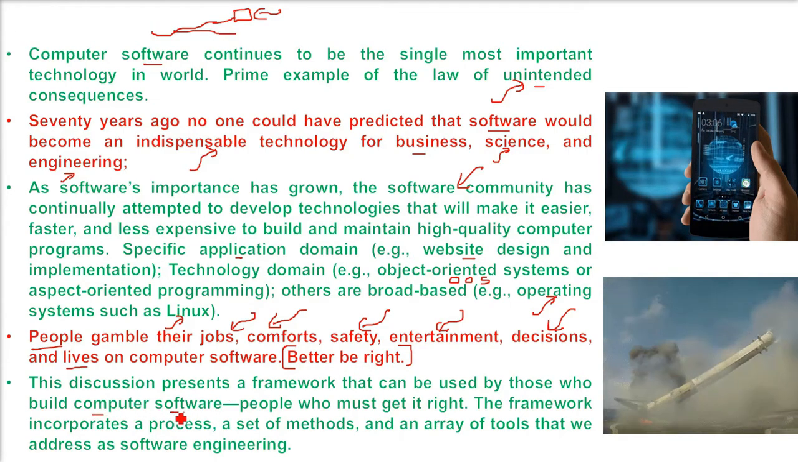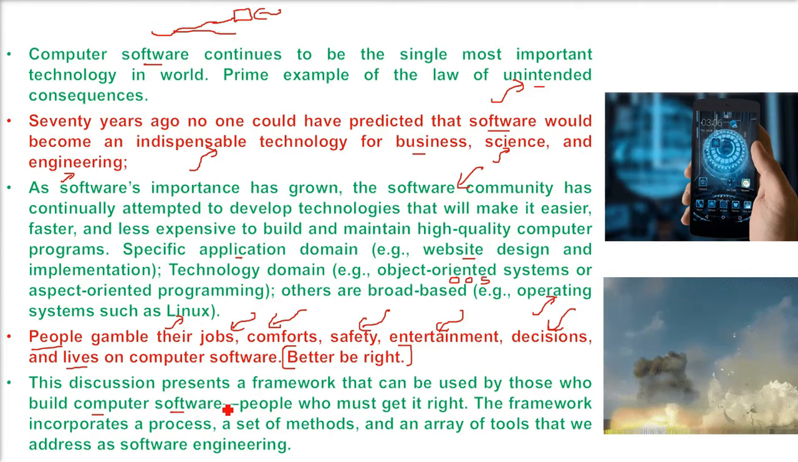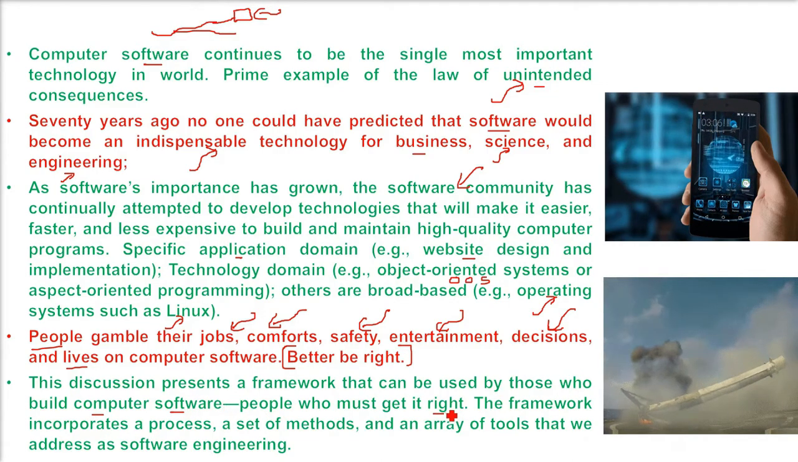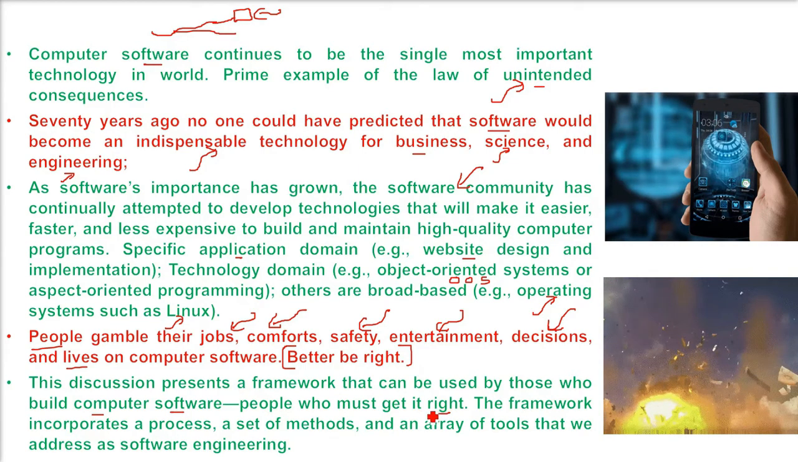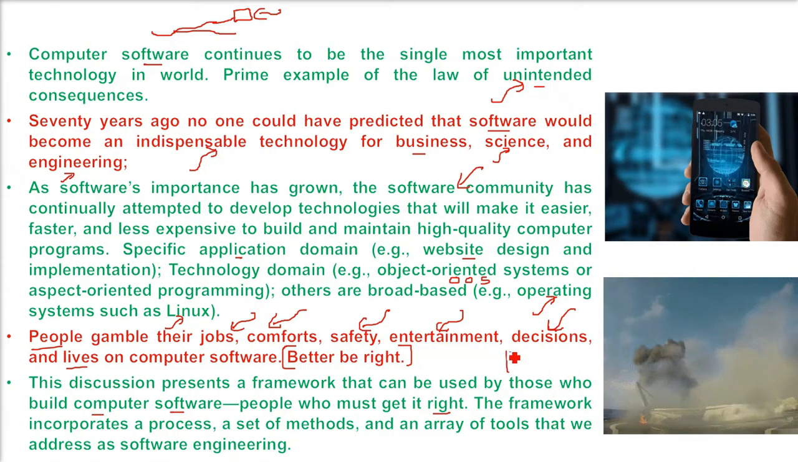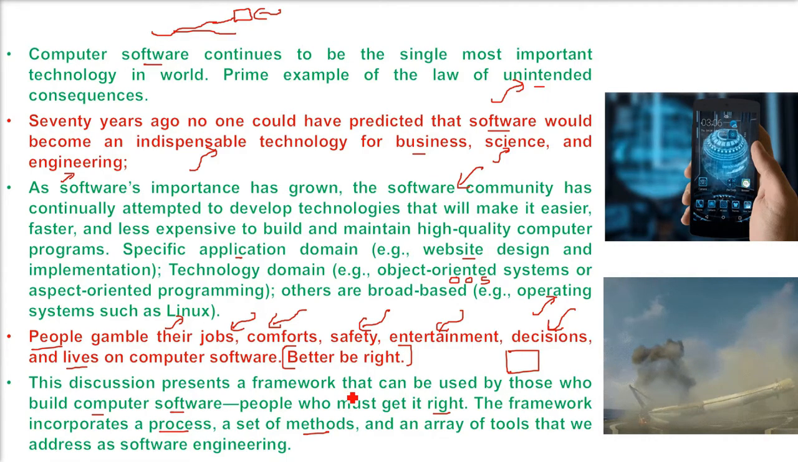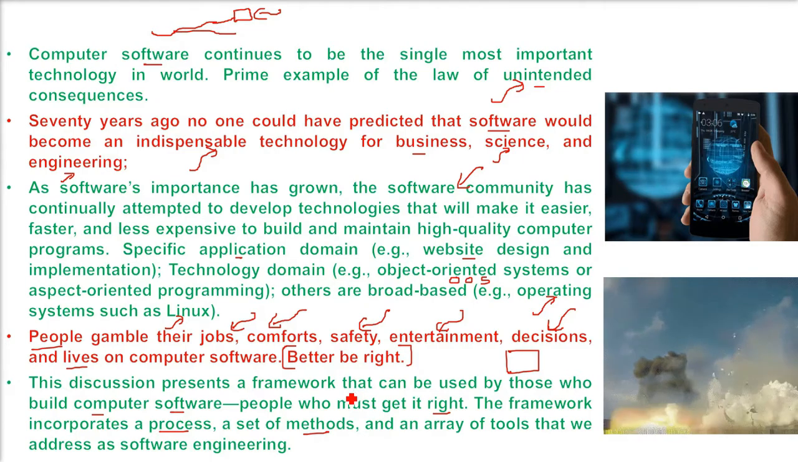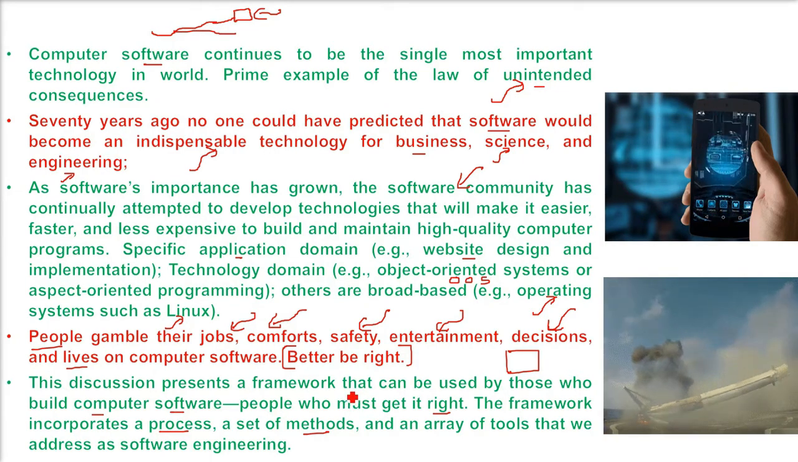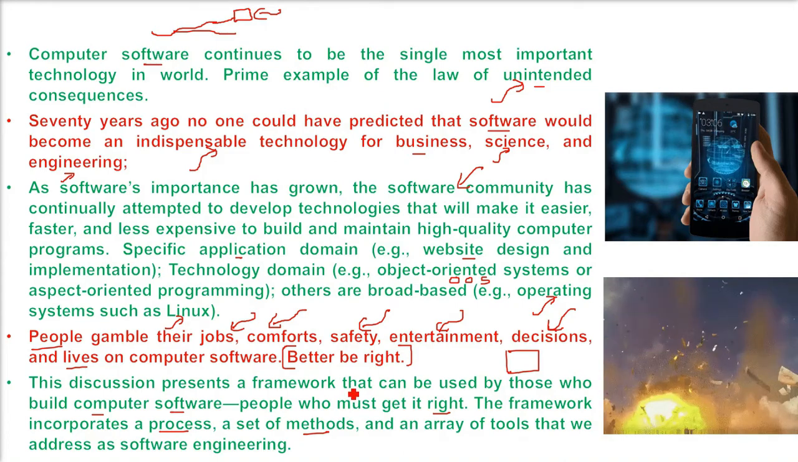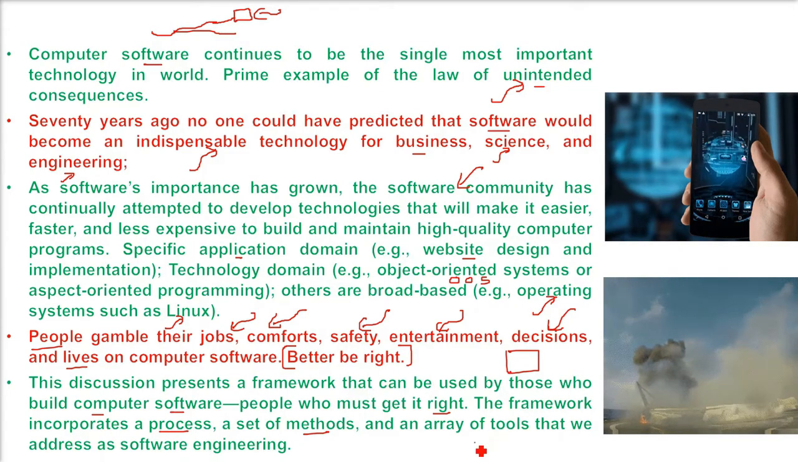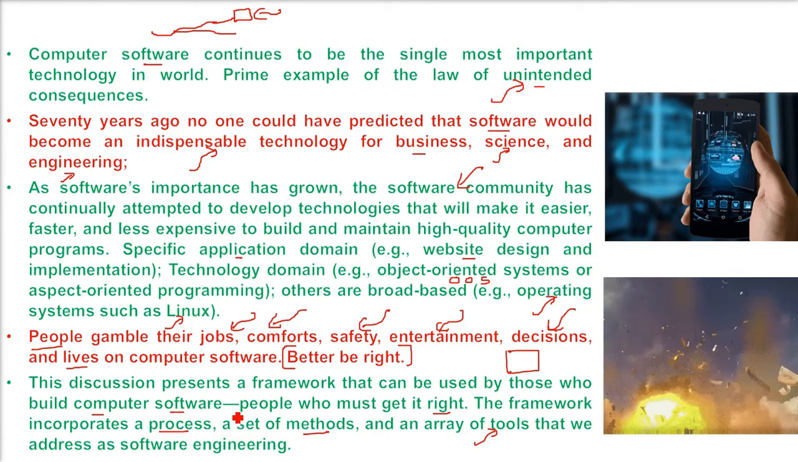So for those who are making software, our discussion is all about the framework: how to make the software right, how to build and maintain software. There will be different processes and methods you have to employ, what processes you have to adopt, and the array of tools you have to follow. Basically we are learning about the methods, procedures, thoughts, and criteria, along with the array of tools that we are going to use in software engineering.